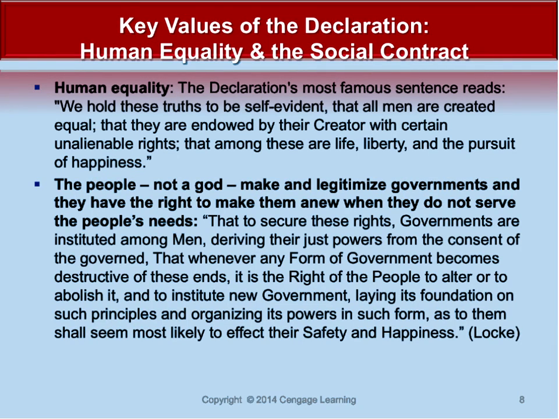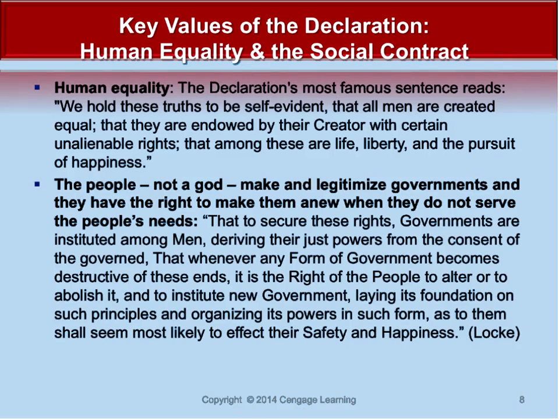Key values of the Declaration then include this notion of human equality. It's not just the case that some people have rights, or quote-unquote natural rights, but that all human beings have these rights. The Declaration's most famous sentence reads, "We hold these truths to be self-evident, that all men are created equal, that they're endowed by their Creator with certain unalienable rights, that among these are life, liberty, and the pursuit of happiness." Now, we can disagree about what exactly that means, but what's clear is that Jefferson is saying that all human beings have natural rights, or maybe just all men. Maybe he was saying just all men. Let's hope he meant all human beings, and that these rights predate any formation of society or government.